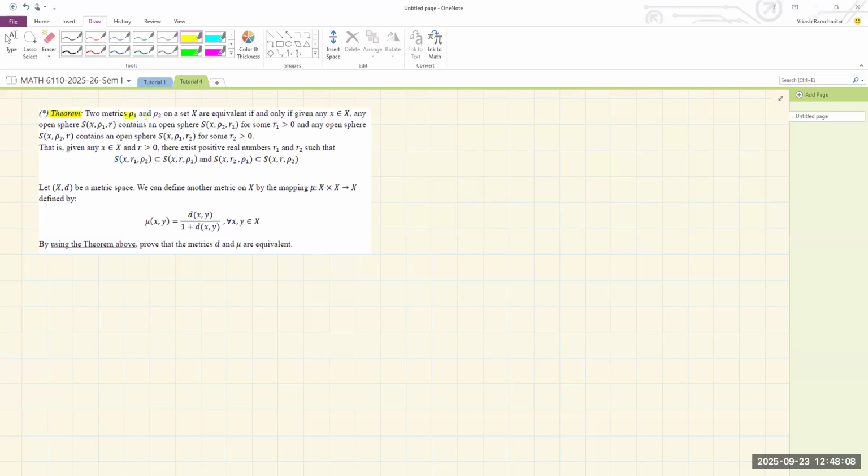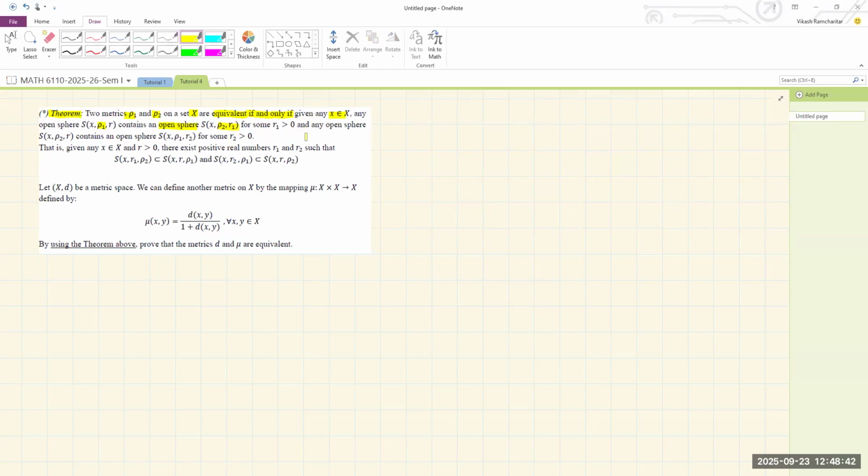So two metrics, rho 1 and rho 2, on a set X are said to be equivalent, or topologically equivalent, if and only if given any element in the metric space X and any open sphere with respect to the metric rho 1, it will contain another open sphere, but this second open sphere is of a different radius and with respect to the metric rho 2.